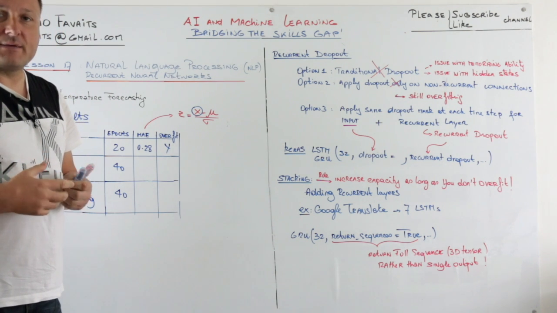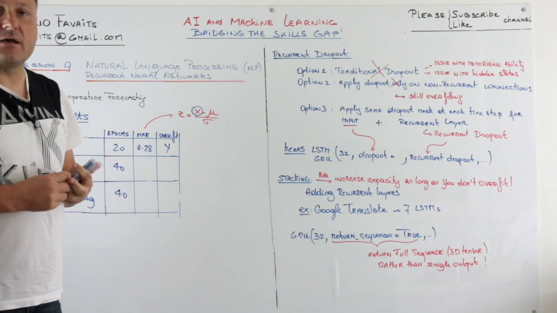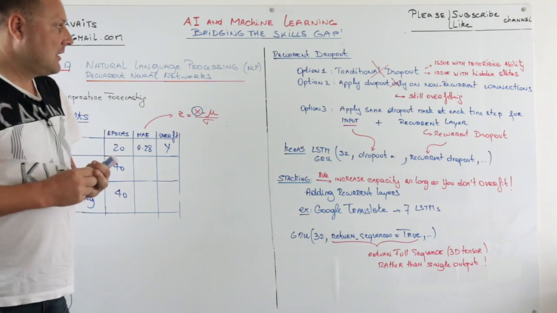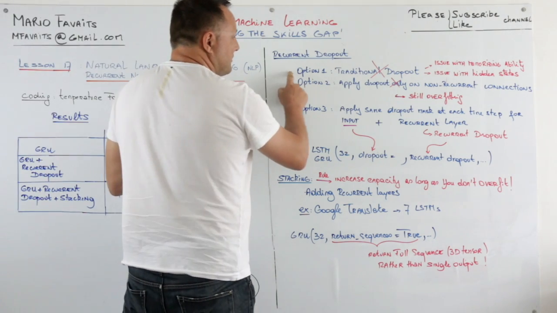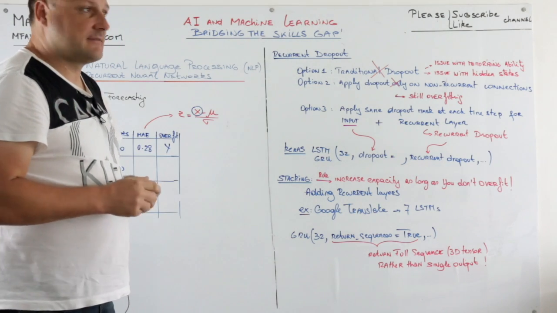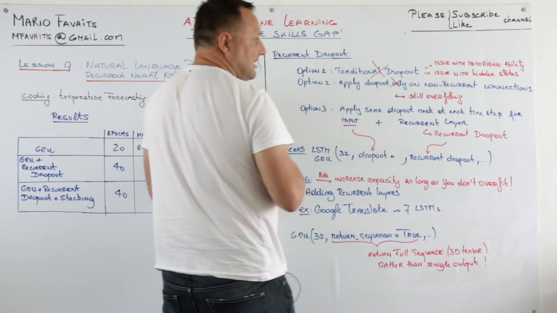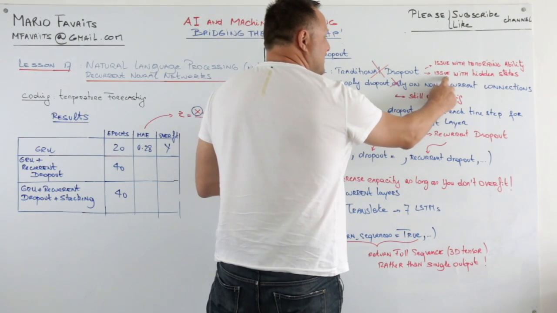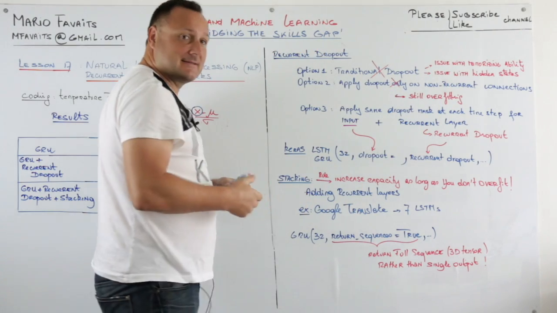Remember, we have a memory here and we need to see how this impacts the memory. So one option would be to use traditional dropout, but it affects the memory ability of the network. There is an issue with the hidden states.